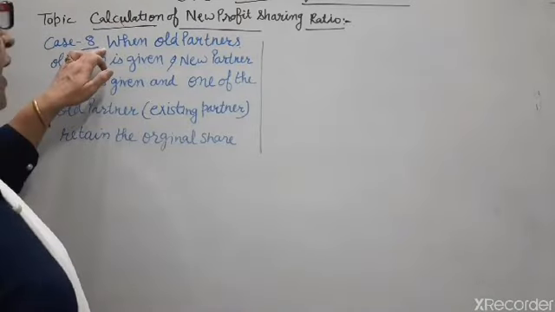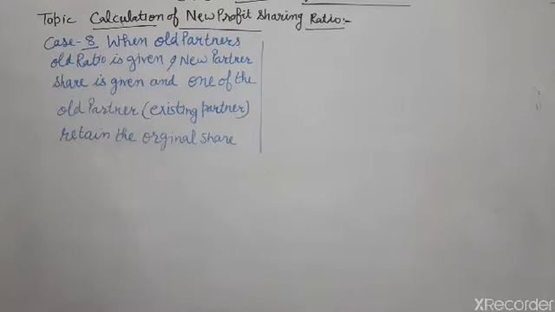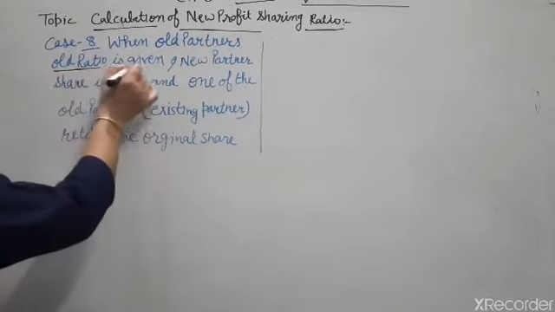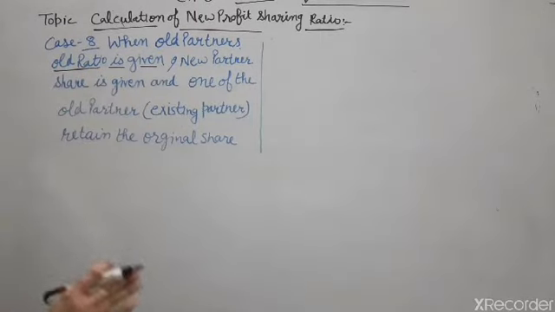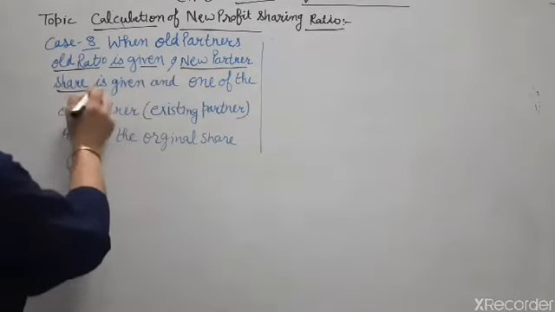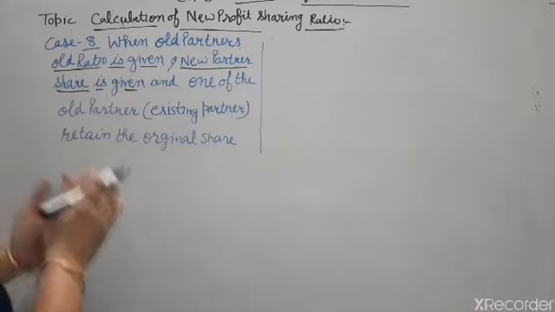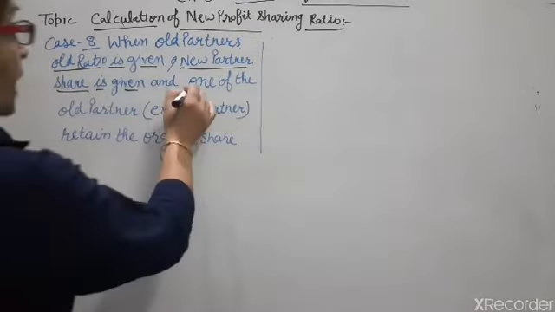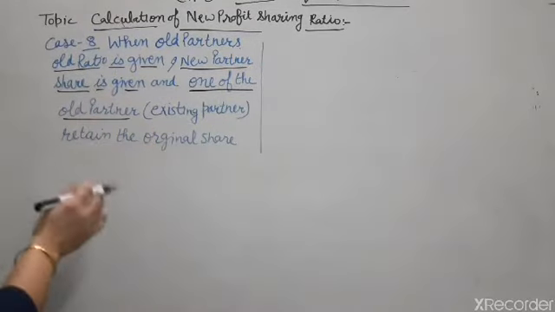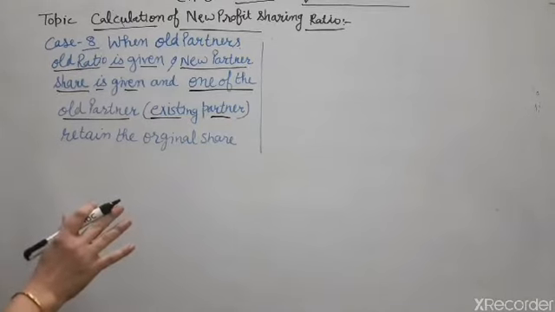Now case number 8 of calculation of the new profit sharing ratio. In this case, the old partners' old ratio is given and the new partner's share is given, but one condition is that one of the existing partners doesn't sacrifice any share.